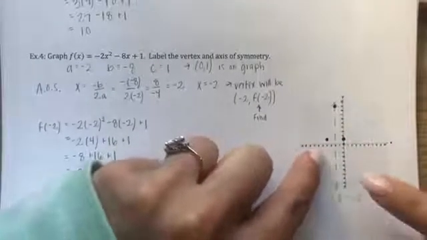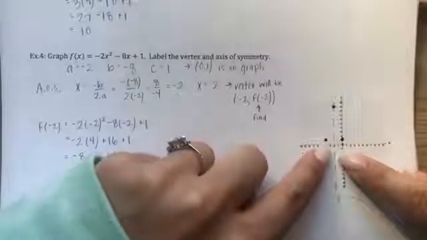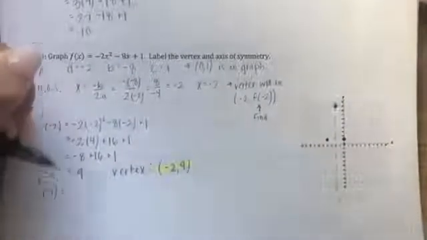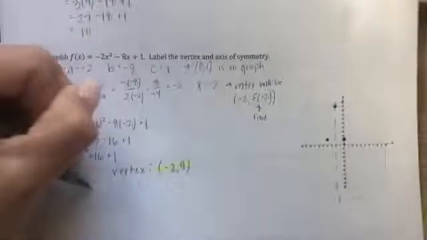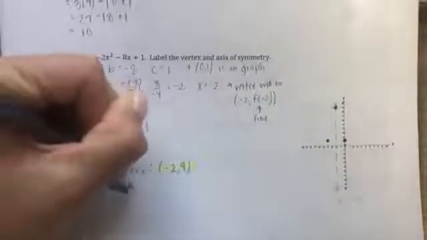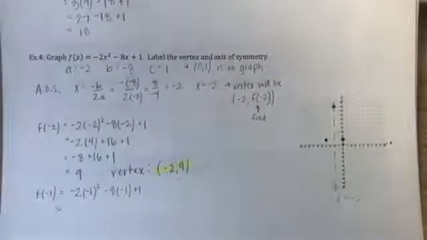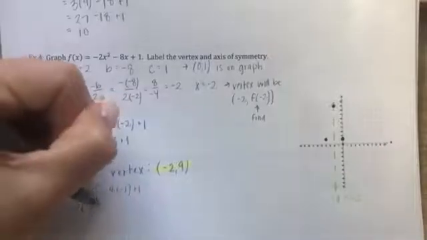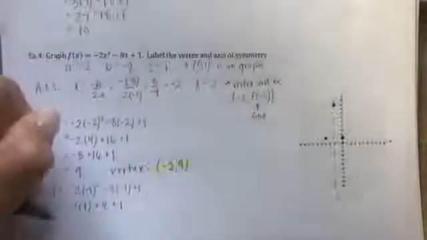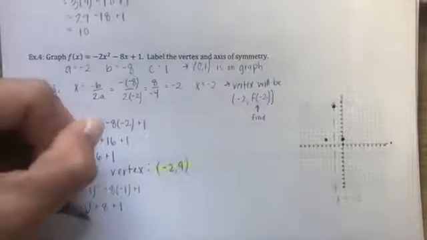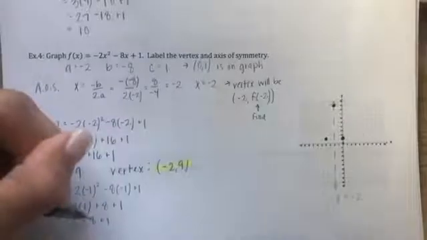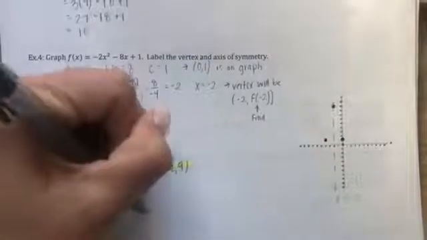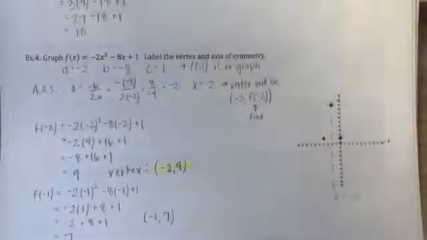I kind of want to backtrack. So you can either pick x equals -1 or x equals -3. It's up to you. I'm going to use x equals -1. So I'm going to evaluate the function at x equals -1. So it would be -2x squared, so -2 times -1 squared, minus 8 times -1, plus 1. And then I'm going to square the -1 first. So -2 times +1. -8 times -1 is +8, plus 1. -2 times 1 is -2, plus 8, plus 1. And then -2 plus 8 is 6, plus 1 is 7. So when I input -1, I got 7 out. So the point (-1, 7) is also on the graph.